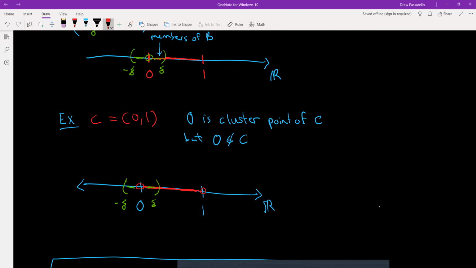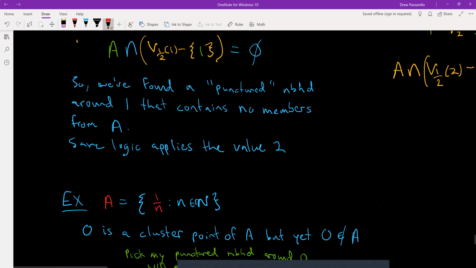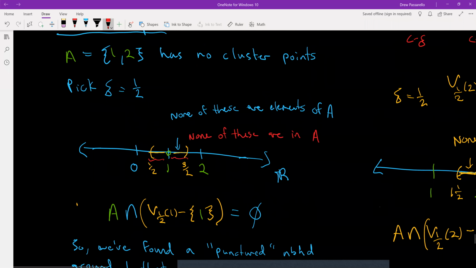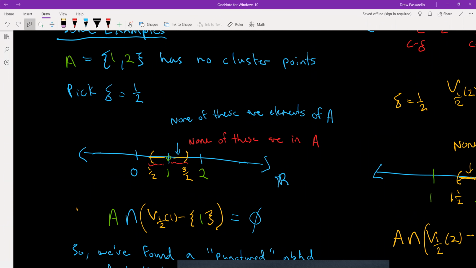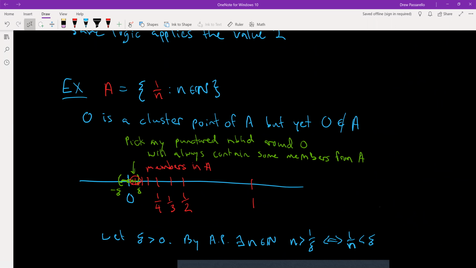Okay, so those are some examples of sets. The first one was just a set of 2 values, 1 and 2, and that has no cluster points. The second example was a set of 1 over n, and 0 was the cluster point.